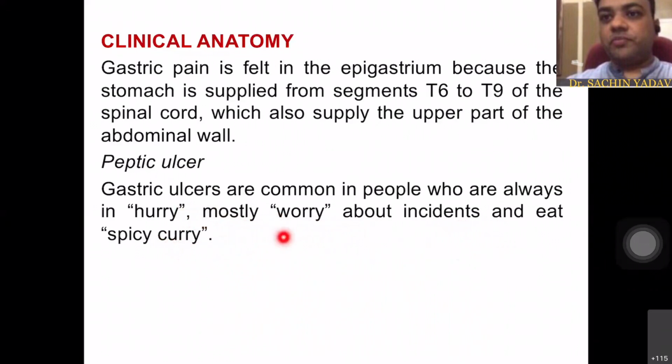Spicy curry and all these things, the quality of the food, also cause this. So this can be visualized, and if you get more ulcers you require more treatment beyond the conservative treatment.